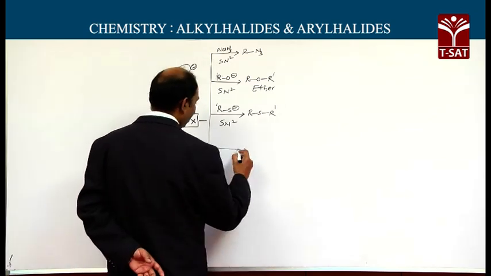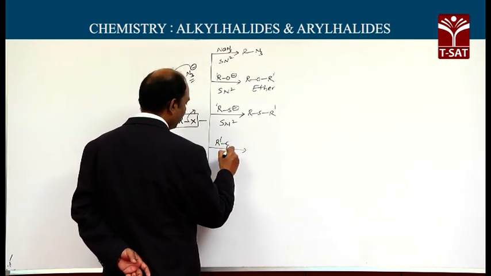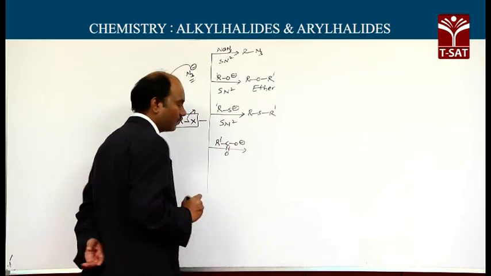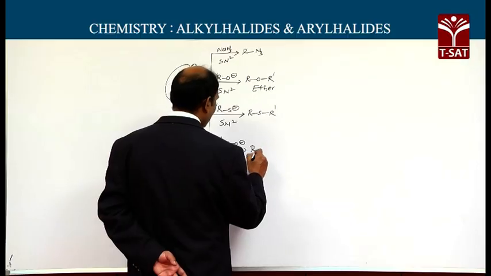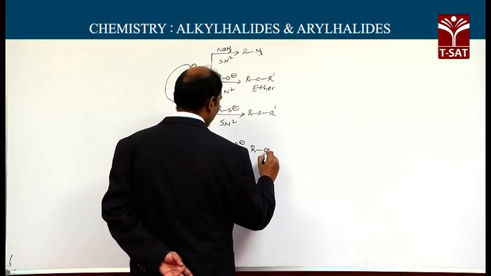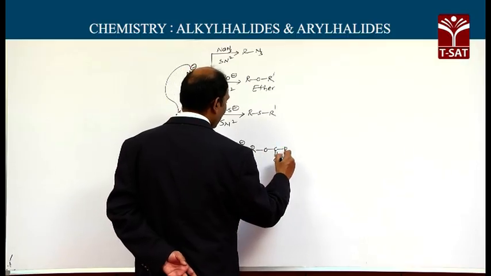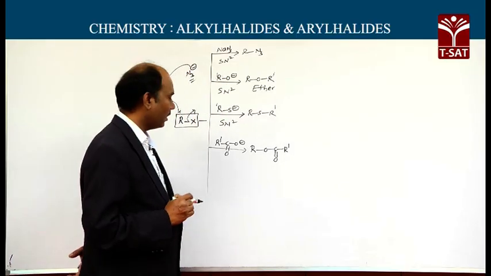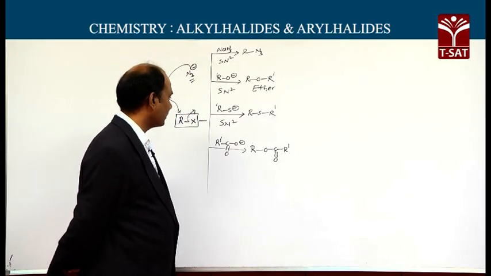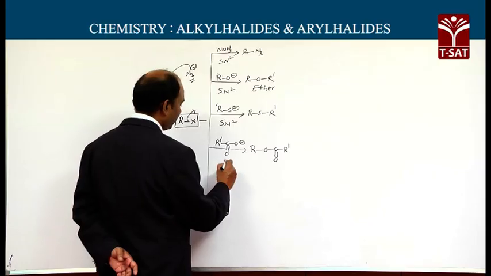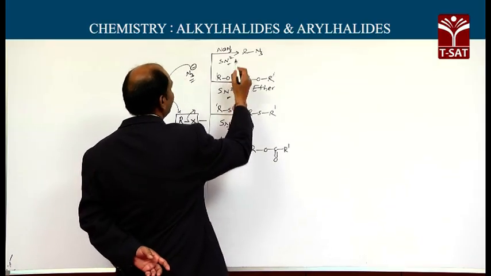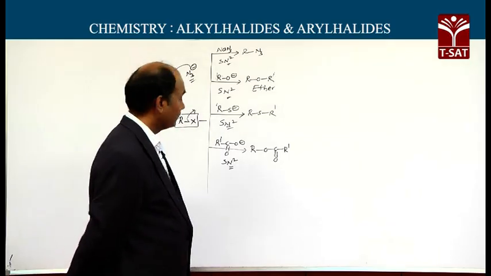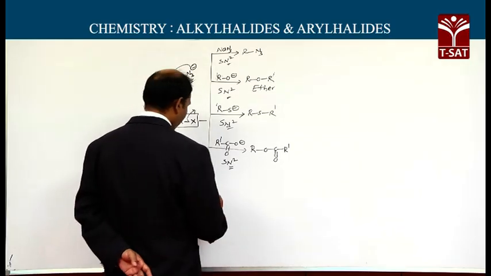Suppose it is treated with R prime COO minus. What we get here is R O C double bond O R prime. R prime COO minus acts as a nucleophile. This is also an SN2 reaction. All these are strong nucleophiles.